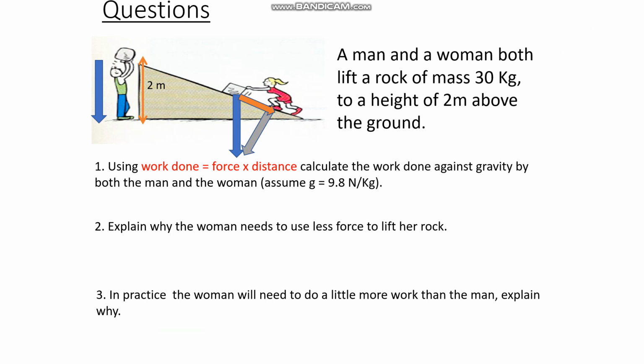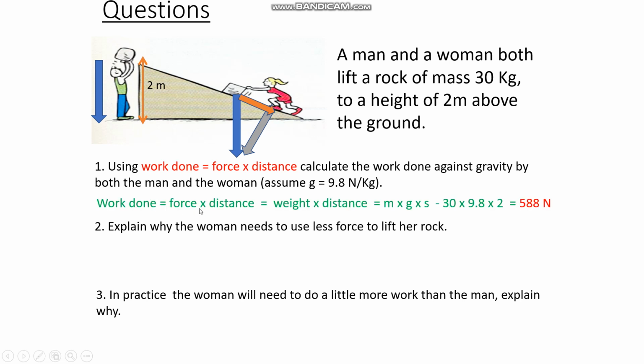Okay, question 1. It's important to realise that they're both actually doing the same amount of work in theory. They're both taking that mass and lifting it through a height of 2 meters, so they should do the same amount of work. If that's true, then pick the person whose work done is easier to measure, and clearly that's got to be the man, isn't it? Because if work done equals force times distance, he's working against the weight of the block, and the weight is simply m times g, and the distance moved is s. So it's 30 times 9.8, which gives us 588 newtons. We could use the same equation here for the girl, but we'd have to work out the component of the weight down the slope, and that's an extra step that we don't need to do really.